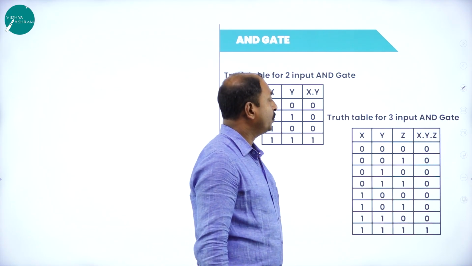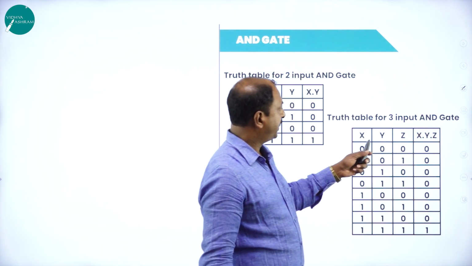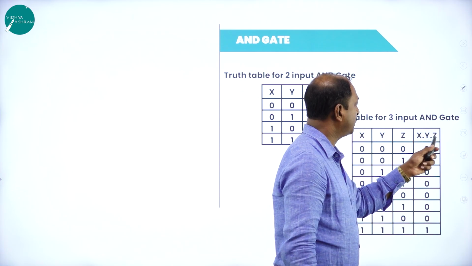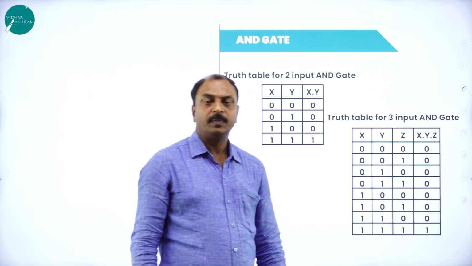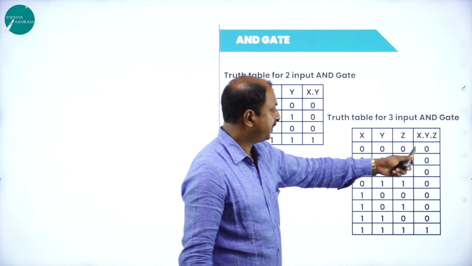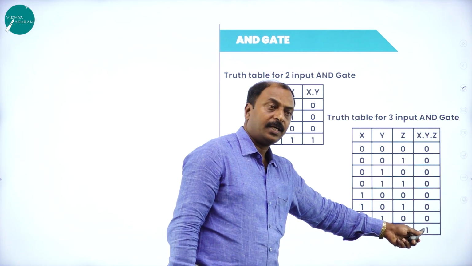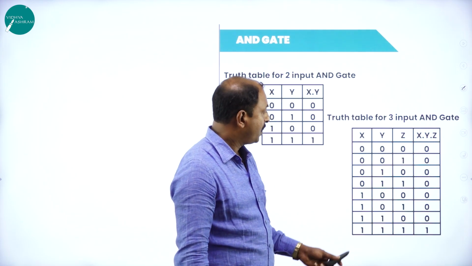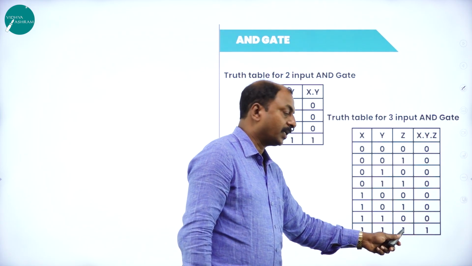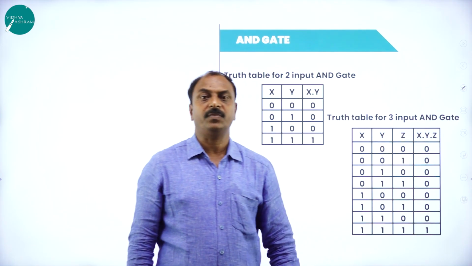Now, the truth table for 3 input AND gate. X, Y, Z are the input signals or variables, and X dot Y dot Z, here dot represents logical multiplication or AND gate. So here are the different possible combinations and the result as per the definition. If all the inputs are high, output is high, otherwise 0. Accordingly, only the last combination will have all the inputs high, so the result will be high or 1. For the rest, we have to fill with 0.